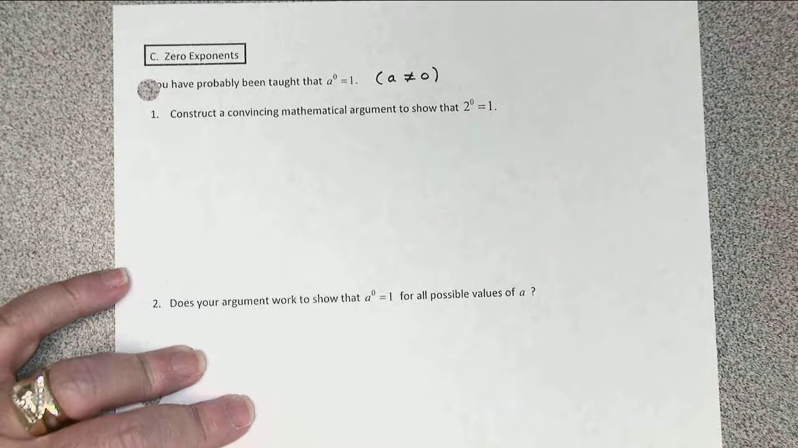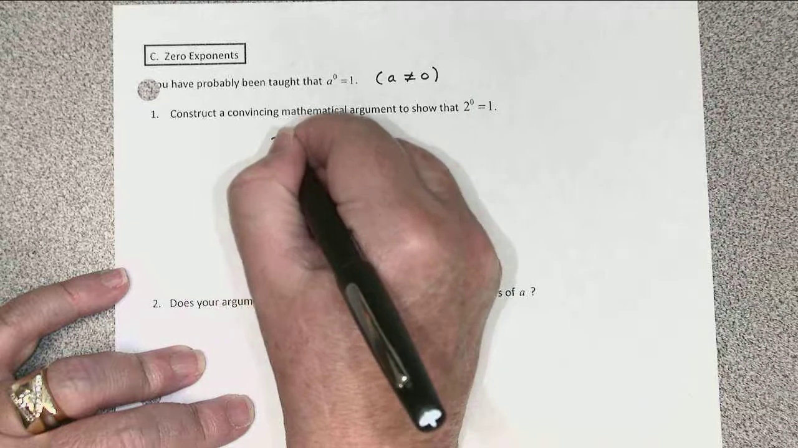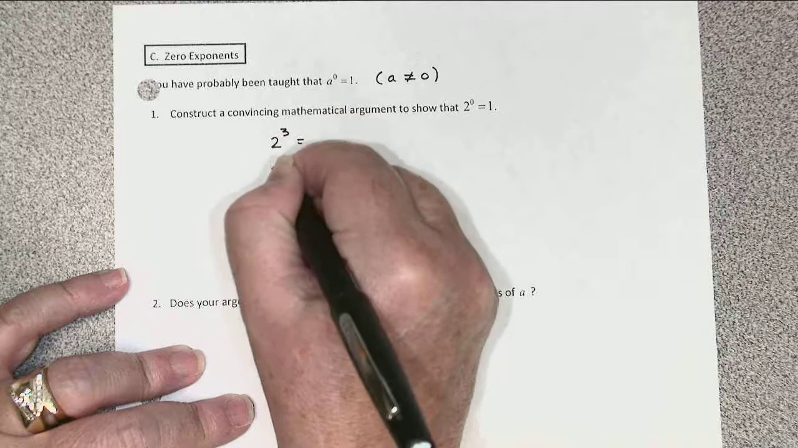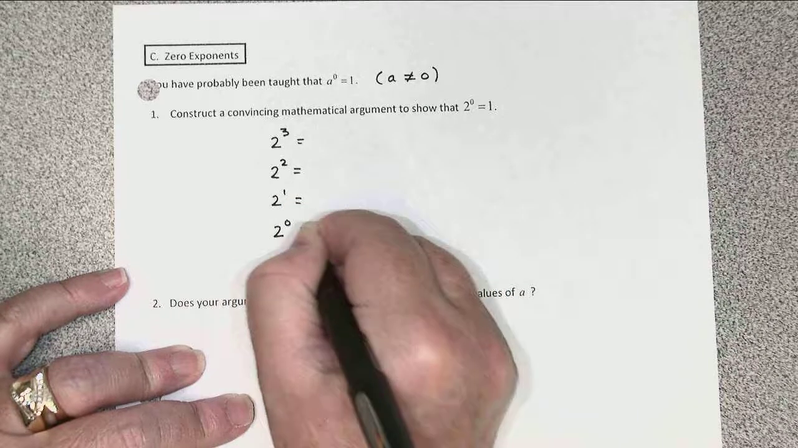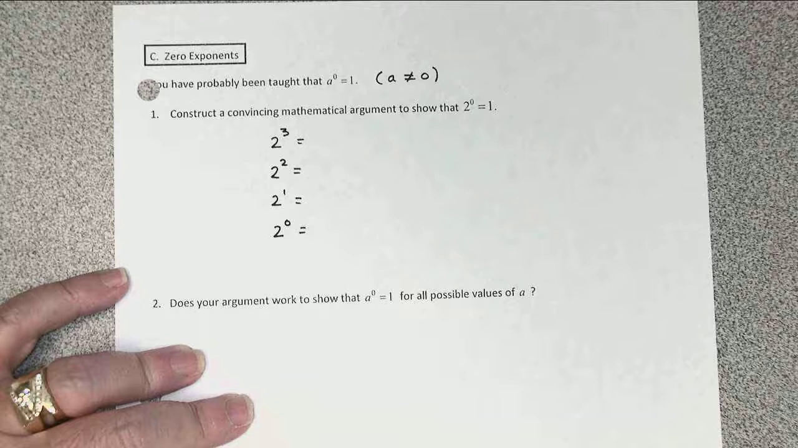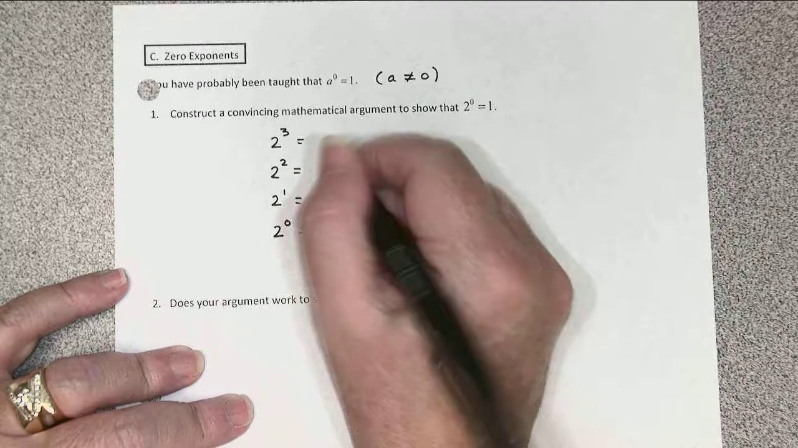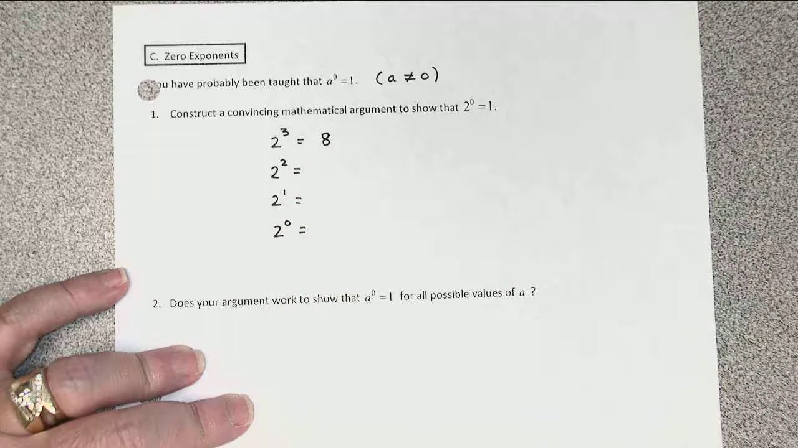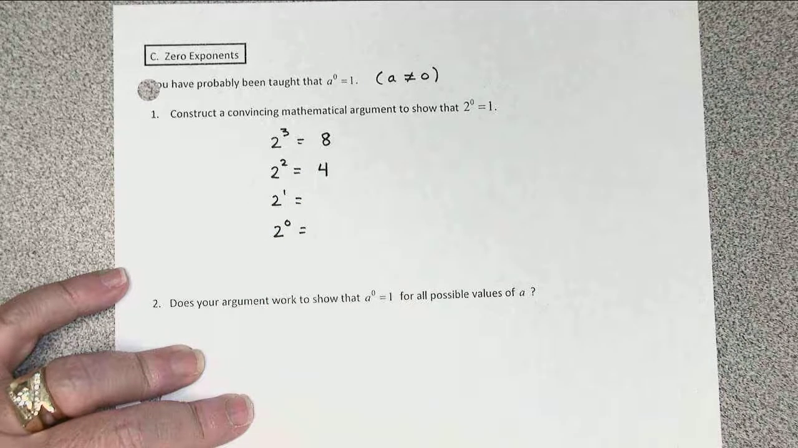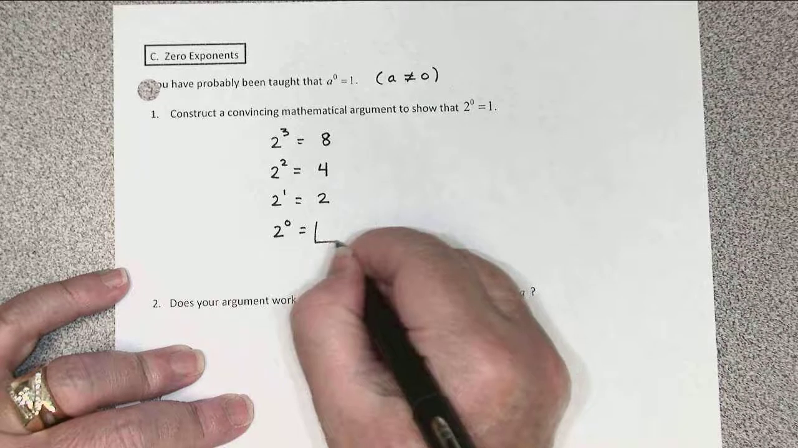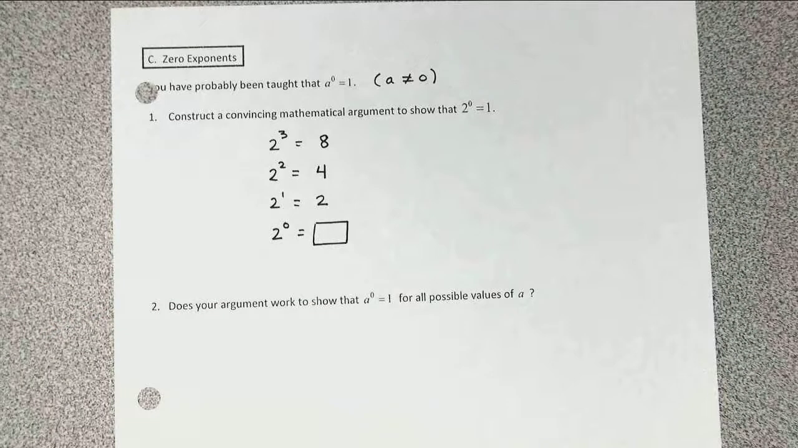I'm going to argue based on a pattern. Let's go ahead and write down the powers of 2, from 2 cubed down through 2 to the 0 power. 2 cubed, 2 times 2 times 2, is 8. 2 squared is 4. 2 to the first is 2. And if for right now we say, well, gosh, I'm not really quite sure what makes the most sense there for 2 to the 0, but I'm going to decide, looking at the pattern.